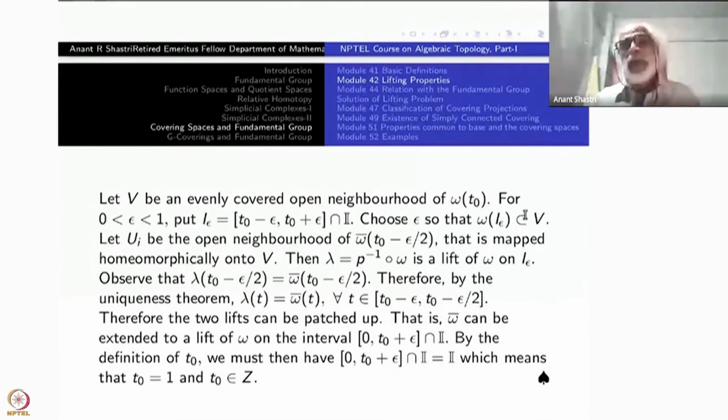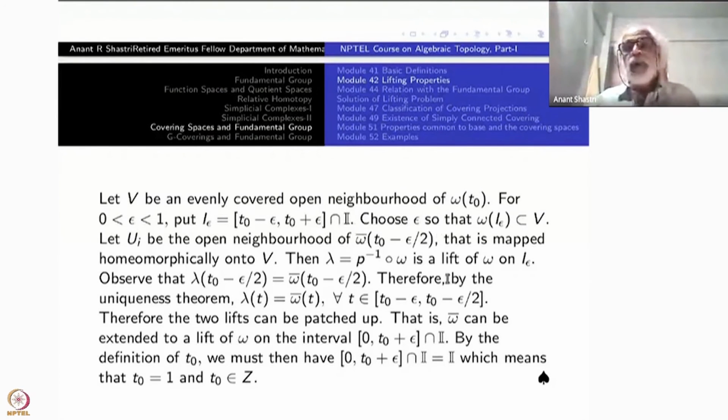For 0 less than epsilon less than 1, you put this notation. Namely, I am only interested in an open interval, but I don't know, one part may be closed and so on. So I will take a closed interval, no problem. Epsilon is positive, that is good enough. I epsilon is [t naught minus epsilon, t naught plus epsilon]. This interval may go out of I, right? It may be bigger than I in some part. So I don't want that. So intersect it with I.